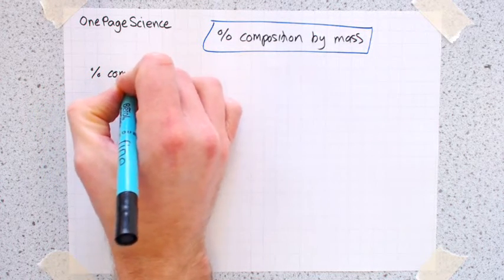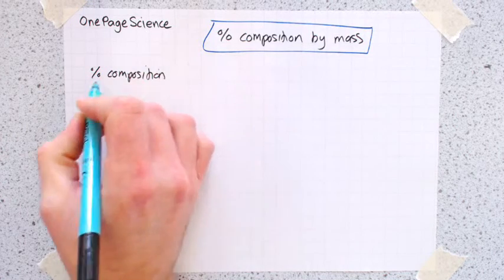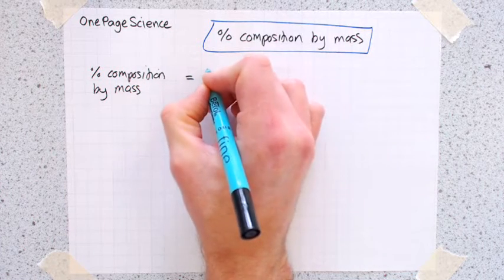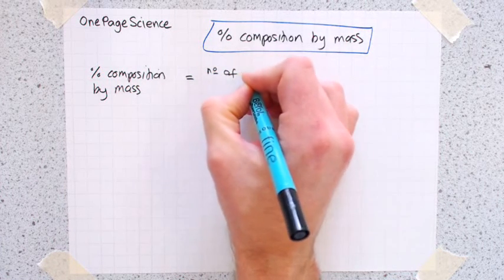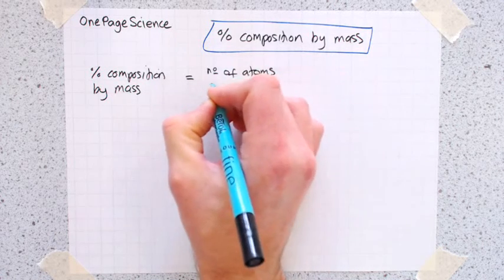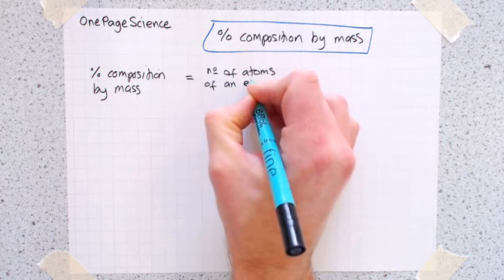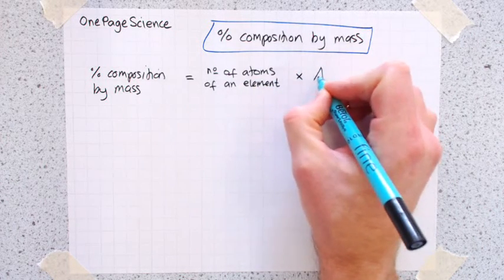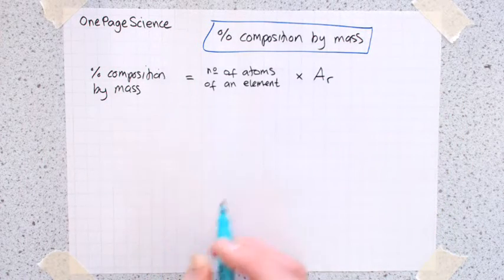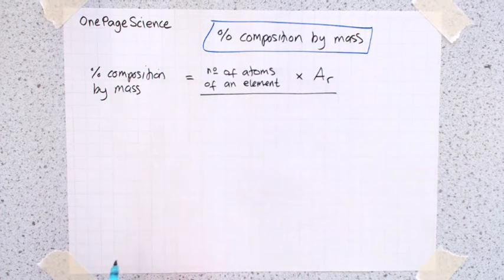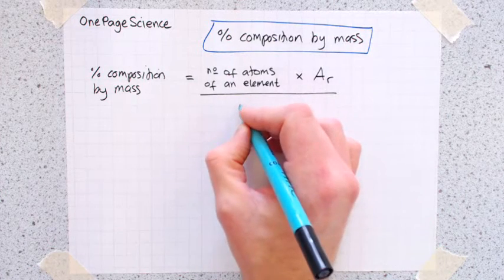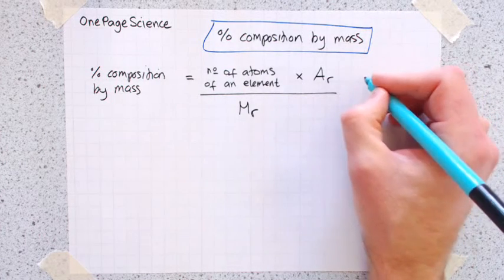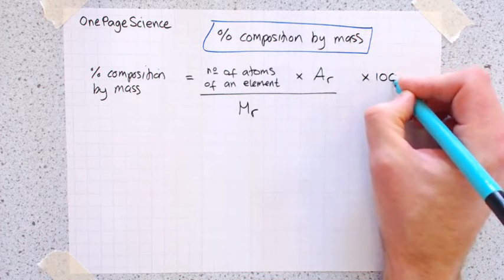So percentage composition by mass is equal to the number of atoms of an element, multiplied by the relative atomic mass of that particular element, and then that as a fraction of the relative molecular mass of the whole compound. And then to get it to a percentage, you times it by 100.